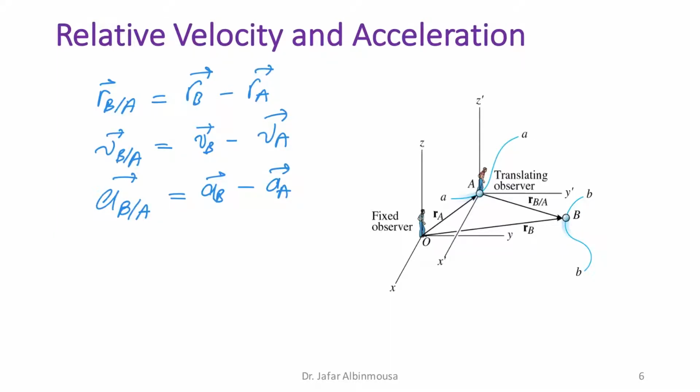What you need to note is that this is a very important keyword. This is a translating observer. In the next chapters, we will see that those equations are not the same if the observer who is moving happens to be translating and rotating. The story is totally different. So this is only for a translating observer.